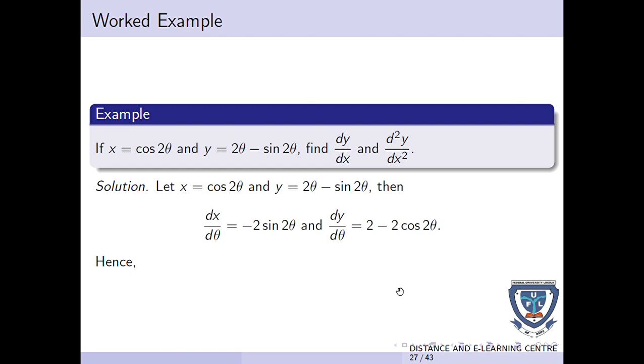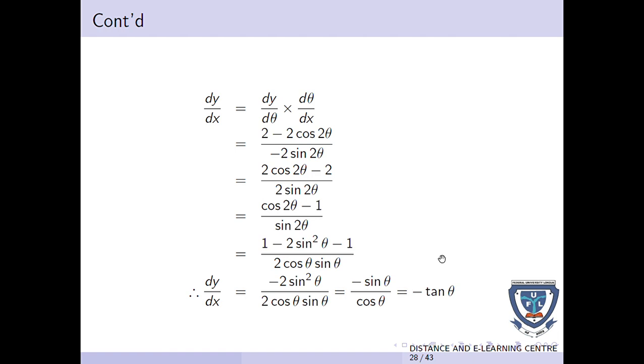So this is easy to do. Under solution, you say let x be cos 2 theta and let y be 2 theta minus sin 2 theta as given. Then dx/d theta will give us this, dy/d theta will give us 2 minus 2 cos 2 theta. And when you now join to get your dy/dx, will now give us dy/d theta times d theta/dx. And when you simplify through, you're going to get minus tan theta as your dy/dx.